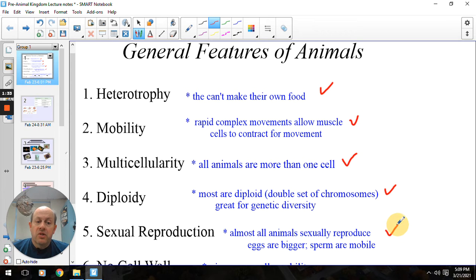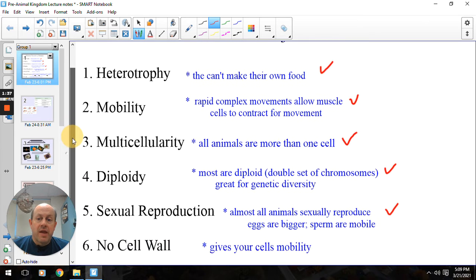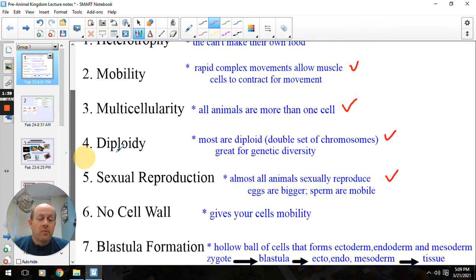Sexual reproduction, that is the general choice of animals. We have some asexual reproduction possibilities with certain animals, but for the most part, the general preference would be sexual reproduction. And the big advantage here is genetic variety. So that would give more genetic variety and better success for the animal in that spot.